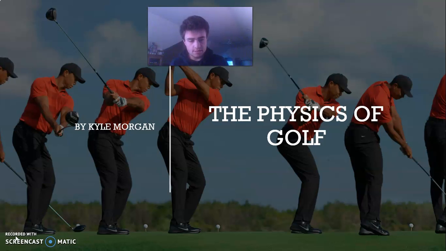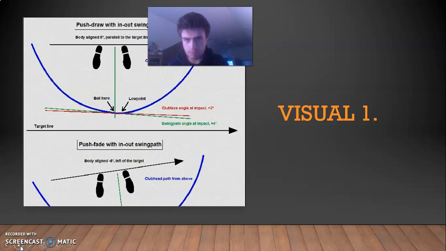The next topic I'm going to be talking about is body position and impact. So we're going to look at visual 1 here. As you can see, it says push draw with in and out swing path. So when we talk about a push or a draw or a fade, we're talking about the ball starting off straight and drawing to the left.